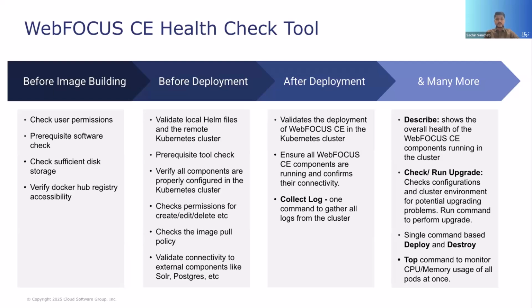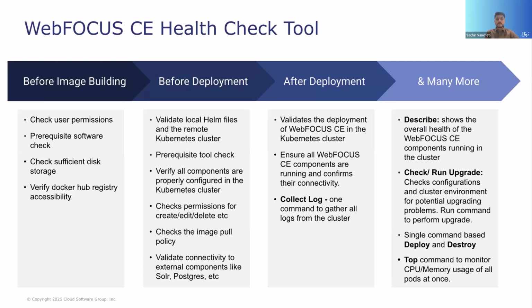These features can be divided into three parts: before image building, before deployment, and after deployment. In before image building, this tool helps you check whether the user has sufficient permission to build images. If not, it will list what permissions are missing. Similarly, it can check prerequisite software installs, such as whether tools like Helm charts are installed or not. It can also check hardware requirements, such as sufficient storage, and accessibility to the Docker Hub registry if you want to pull the images. So this covers the before image building pre-checks.